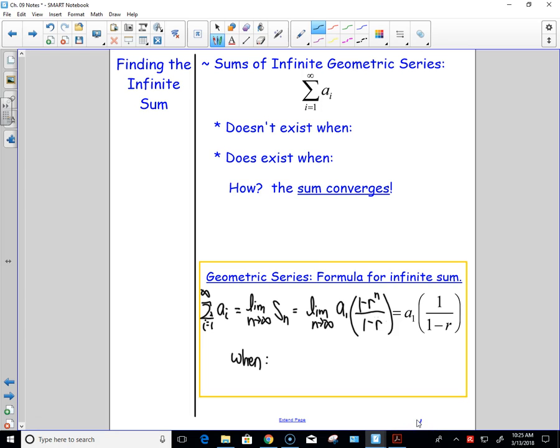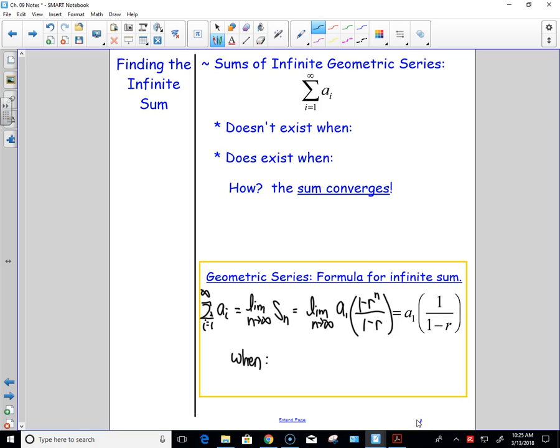When it's less than 1, fractions less than 1 like 1/2, 3/4, 5/6, 11/12, 1/3, all of those fractions will go to 0 as the powers get higher in this formula. All of those fractions will go to 0, but does it have to just be positive fractions?